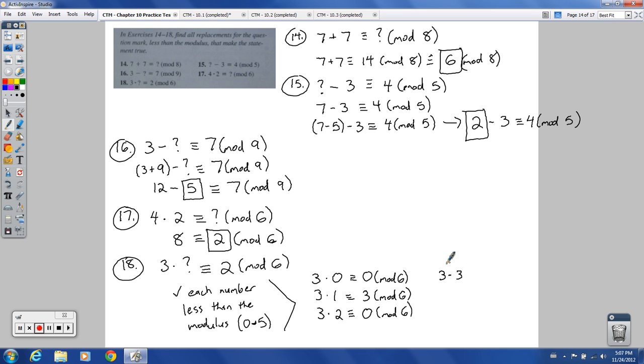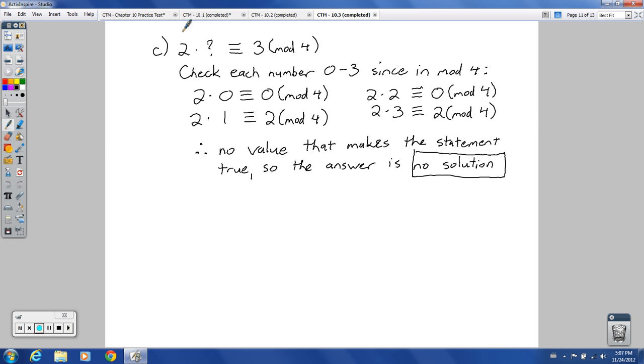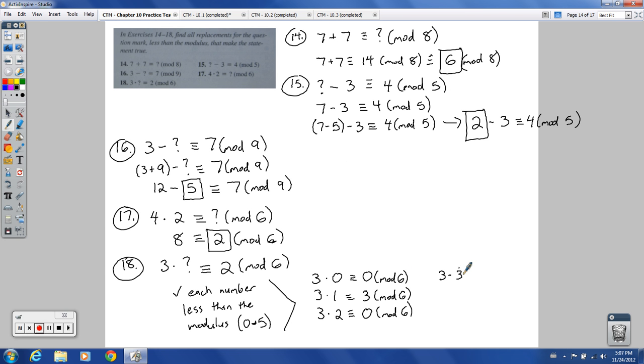Just like that one we did in the notes before, we're doing the same sort of thing here. That one was mod 4, so we had 4 digits to check; here we've got 6 digits to check. So 3 times 3 would be 9, but 9 in mod 6 would be 3. I'm starting to notice a pattern here: 0, 3, 0, 3. Let's see that those last ones hold true to that pattern. 3 times 4 would be 12, but 12 mod 6 would have no remainder. And 3 times 5 would be 15. 15 mod 6 would be the same as 3, so it has a remainder of 3.